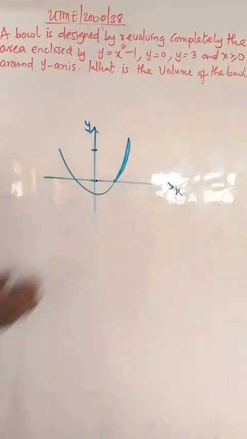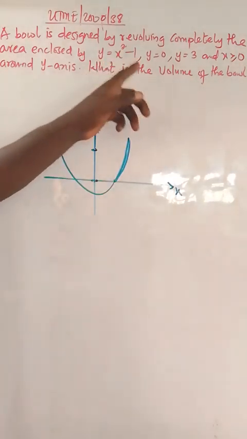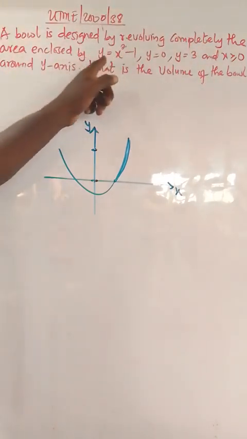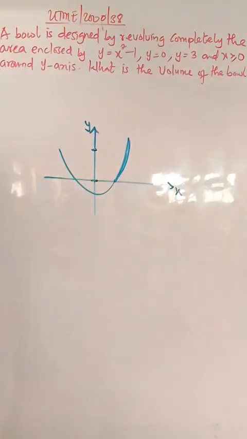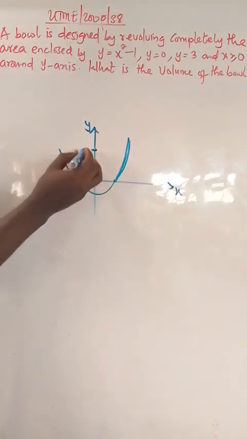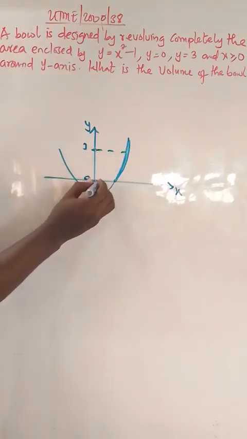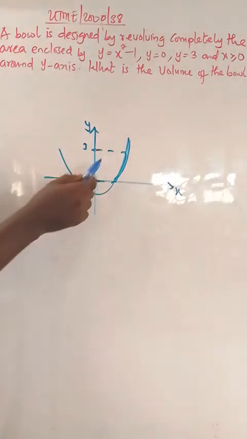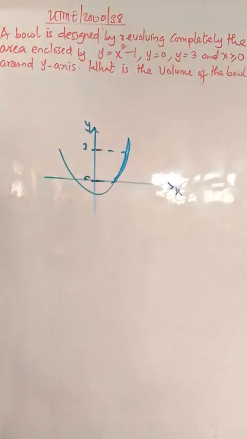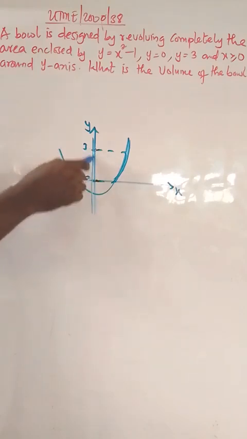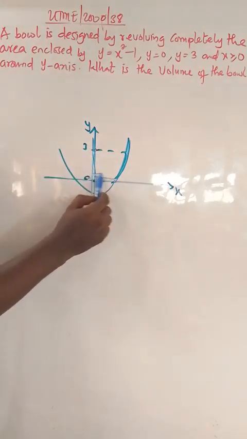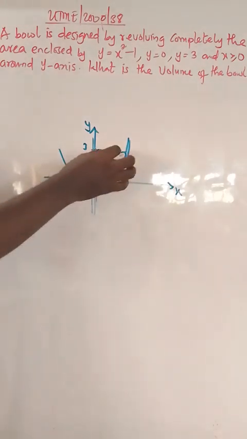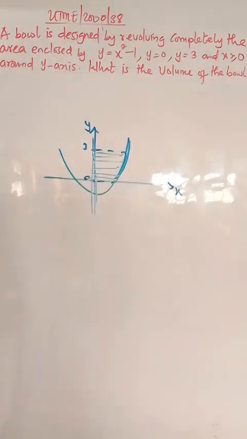This is what is rotated. A bowl is designed by revolving completely the area enclosed by this curve between y is 0 and 3. So between 0 and 3, this portion. What's the area enclosed? This is the area enclosed. And we are told that x is greater than or equal to 0, so x is greater than or equal to 0. Now this area is rotated completely around the y-axis.